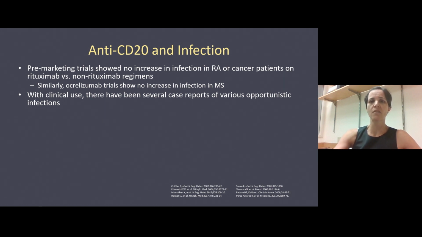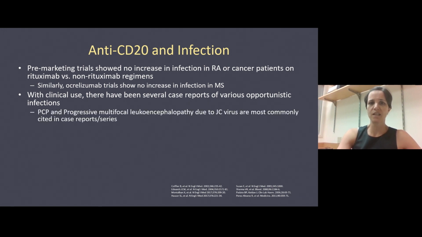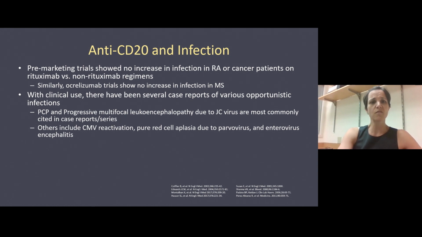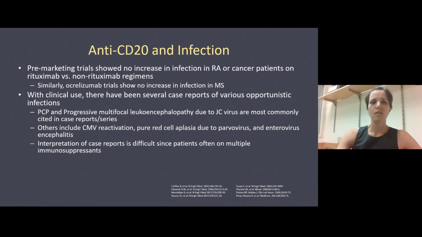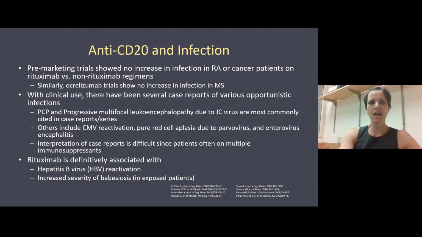But with clinical use, there have been a lot of reports of opportunistic infections. It includes things like PCP and PML due to JC virus, but also things like CMV reactivation, pure red cell aplasia due to parvovirus, and enterovirus encephalitis. But the large caveat is that you have to think about who these patients are. Case reports can be unreliable in this patient population because some of these patients are concurrently on multiple immunosuppressants. That means that what they're reporting is not directly linked to rituximab or an anti-CD20 antibody. Rituximab, and by default the other anti-CD20 antibodies, are associated definitively with hepatitis B reactivation, and an increased severity of babesiosis in people who are exposed.